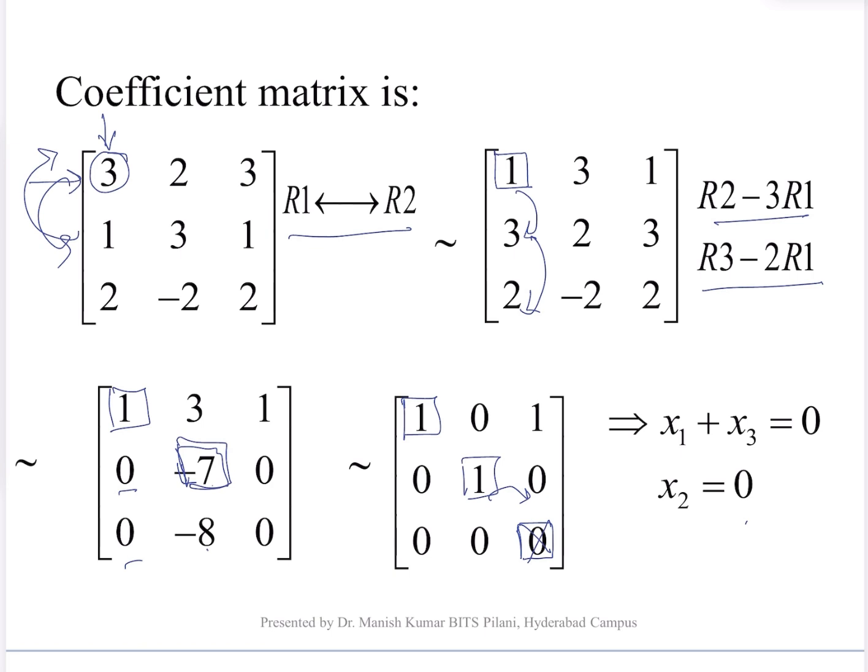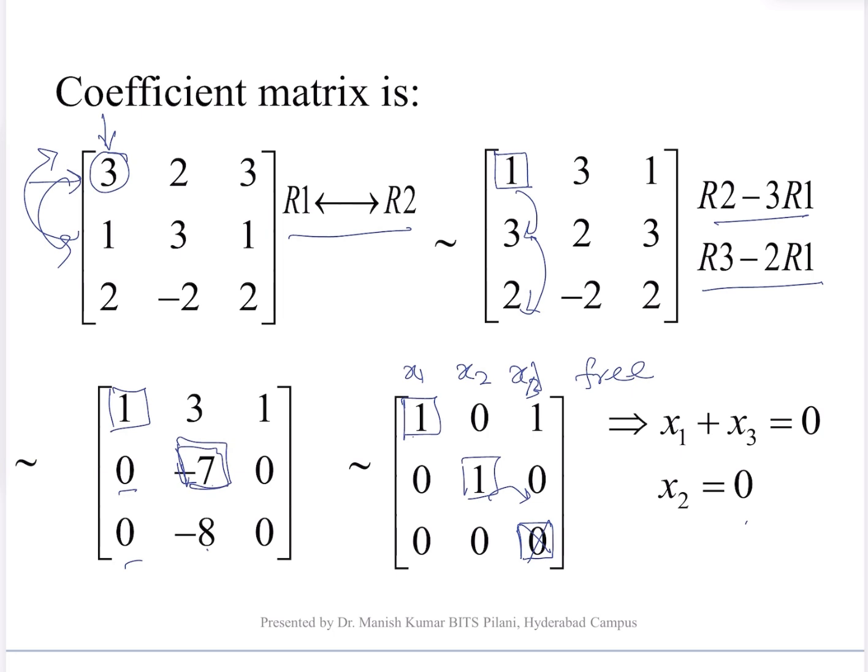So what does it indicate? The third column indicates that the variable corresponding to it, let's say x1, x2, x3 are the variables corresponding to each column, so x3 is a free variable. x3 becomes a free variable. Why? Because no pivot entry is allocated to it, and in that case the system has infinite solutions.